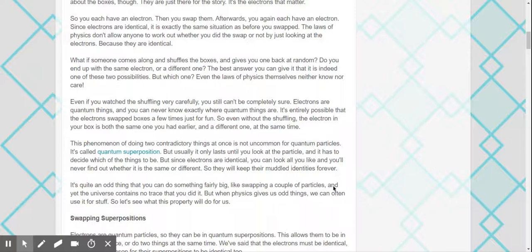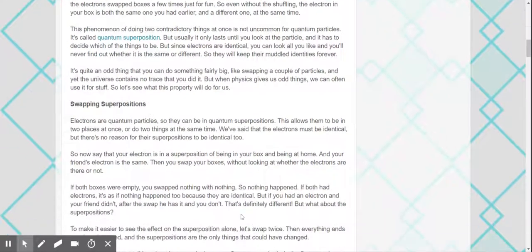It's quite an odd thing that you can do something fairly big, like swapping a couple of particles, and yet the universe contains no trace that you did it. But then physics gives us odd things, and we can often use them for stuff. So let's see what this property will do for us.